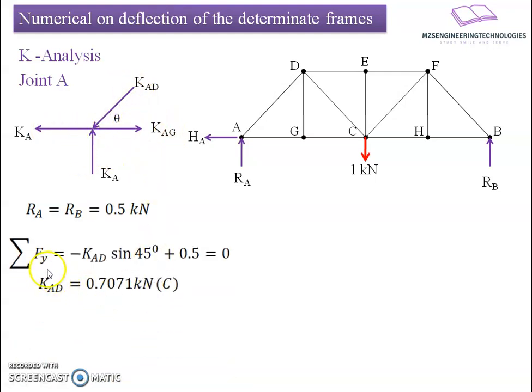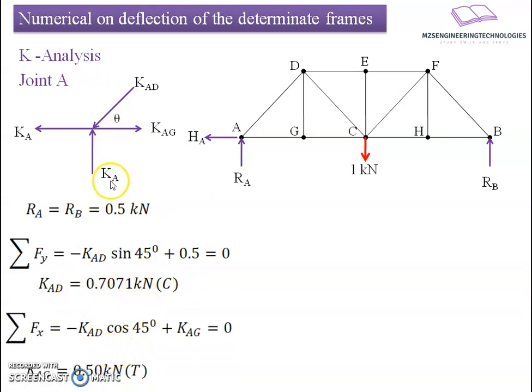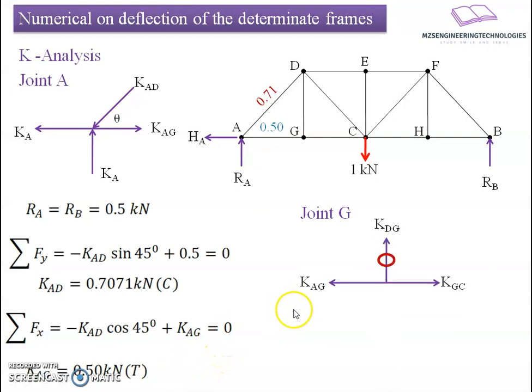Now if I apply summation of forces in the y direction, we get the relation minus KAD sine of 45 degree, the vertical component, plus 0.5 reactive force. It will result into KAD equals 0.7071 kilonewton, compressive in nature. If I apply summation of forces in the x direction, we get minus KAD cos 45, the horizontal component of this force, plus KAG equals 0, resulting into KAG equals 0.50 kilonewton, tension in nature. Now I will mark this on the figure and move towards the next joint, joint G.